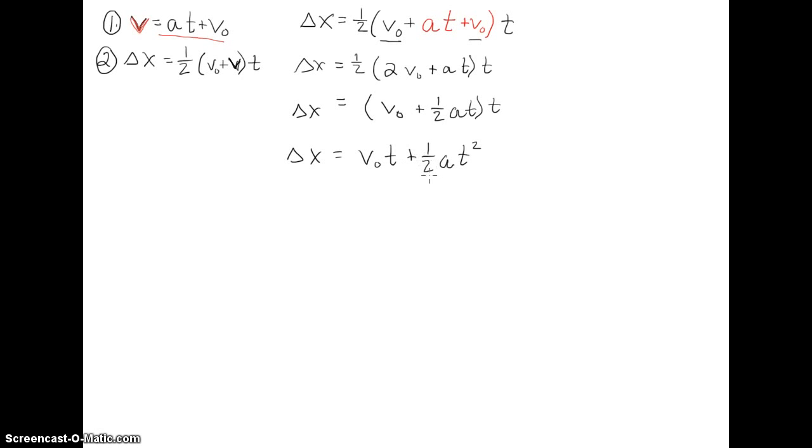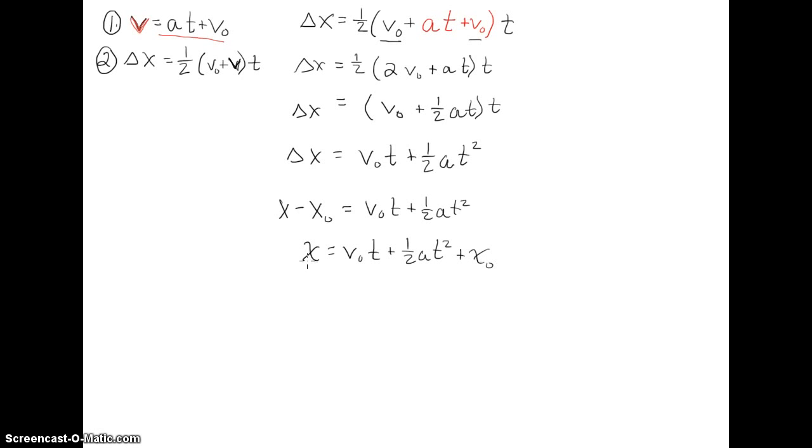There's one other thing we're going to change in how we write it. We're going to write x minus x naught, because that's delta x, change in position, final minus initial, is equal to v naught t plus 1/2 at squared. I'm going to move the x naught over to the other side, so I have x equals v naught t plus 1/2 at squared plus x naught.